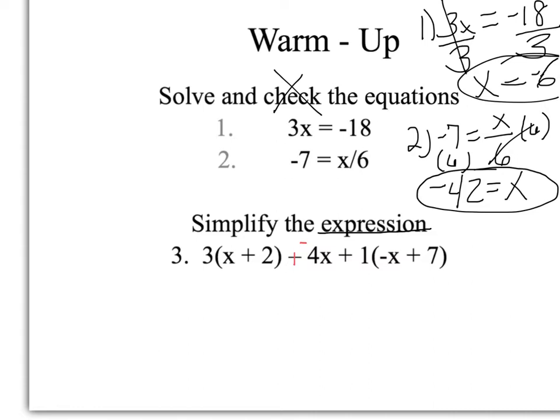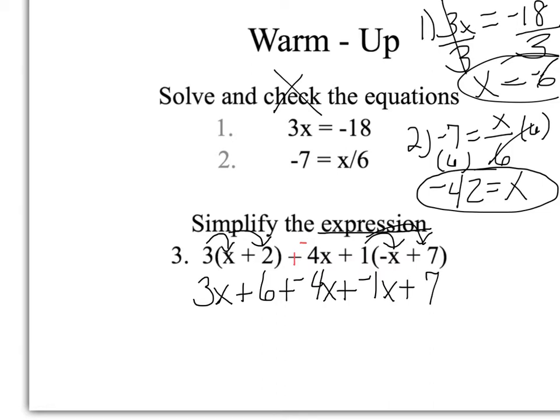Next step, distribute through any parentheses that you may have. So 3 times x is 3x. 3 times 2 is 6. Plus negative 4 plus 1 times negative x is negative 1x. And 1 times 7 is 7.